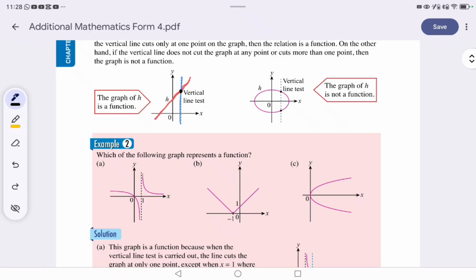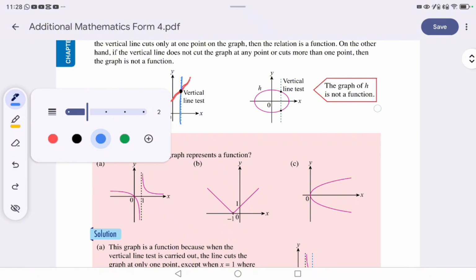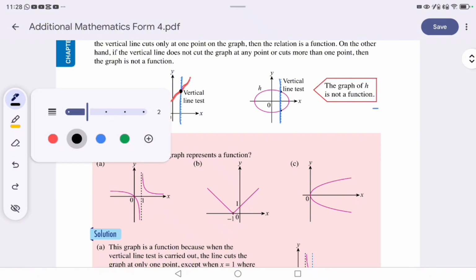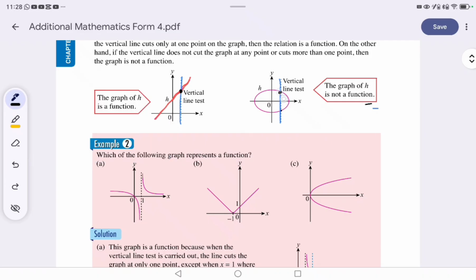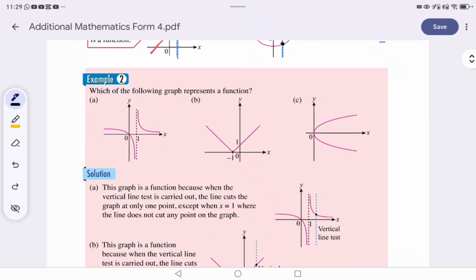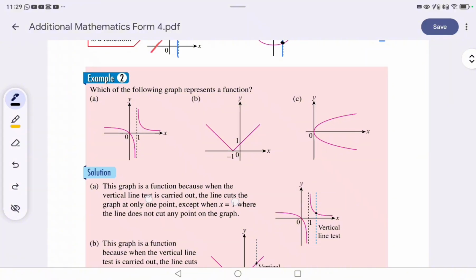How about the second one? When we draw the vertical line in blue, you can see the dots over here and here. It cuts 2 points. So this one we call not a function. Is it? Now look at example 2. Which of the following graphs represents a function? You have three graphs over here. This one is graph A.